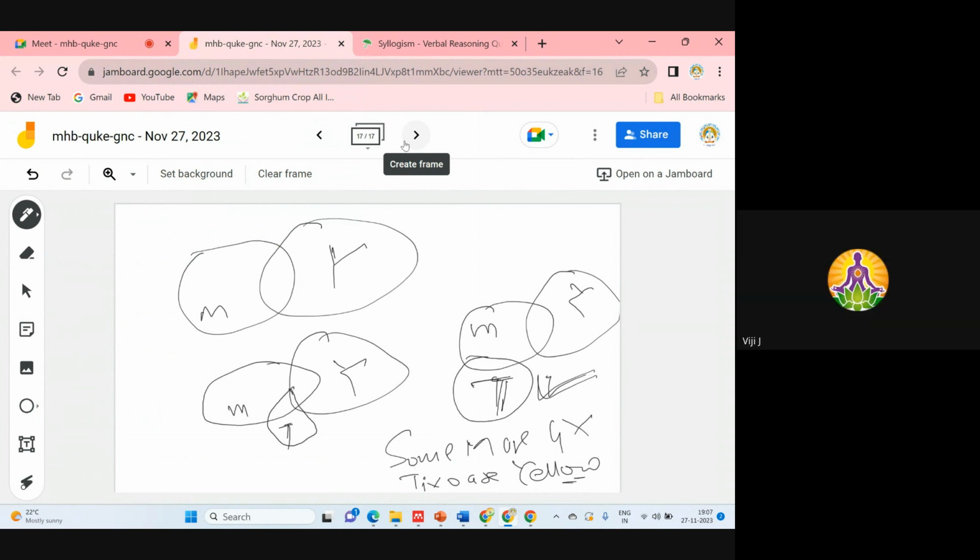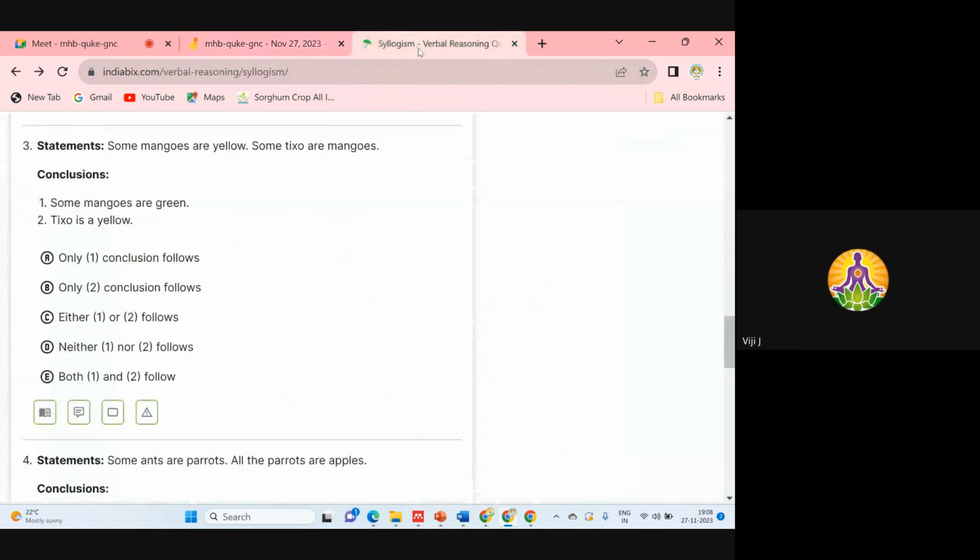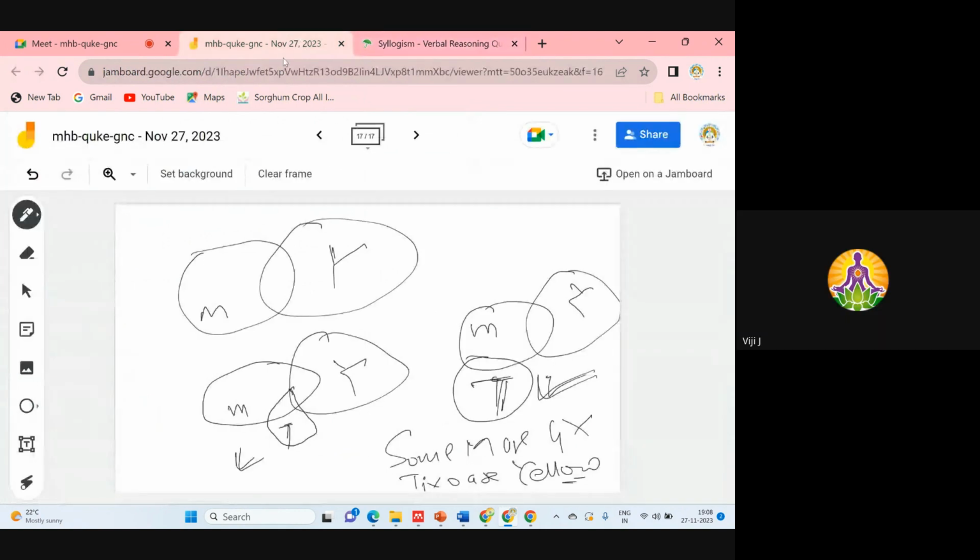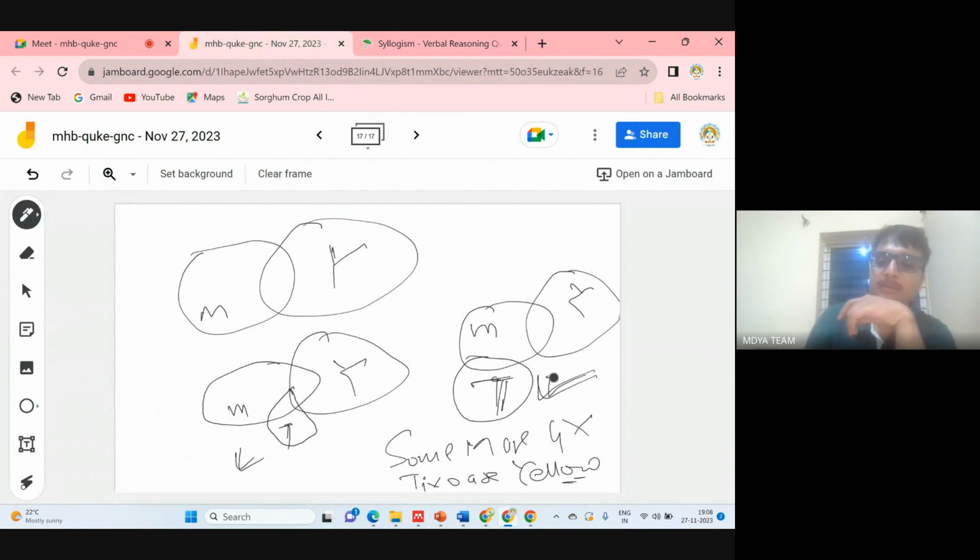Sir, in the second diagram, you marked some T under M, but it should be under yellow, no? Yeah, possibilities, sir was showing. That's all one possibility. As per the question, some TU. Oh, some mango. Okay, okay. So both possibilities could be there.